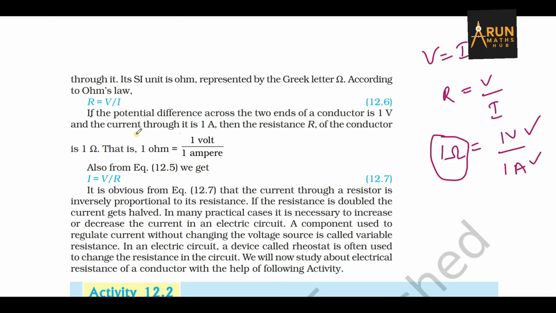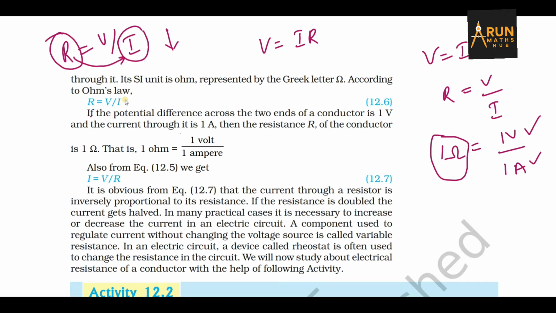And also, see here, you can see V equals what? I R. Now R equals what? V by I. You can see here, R is inversely proportional to I. That means if the resistance increases, the current decreases.